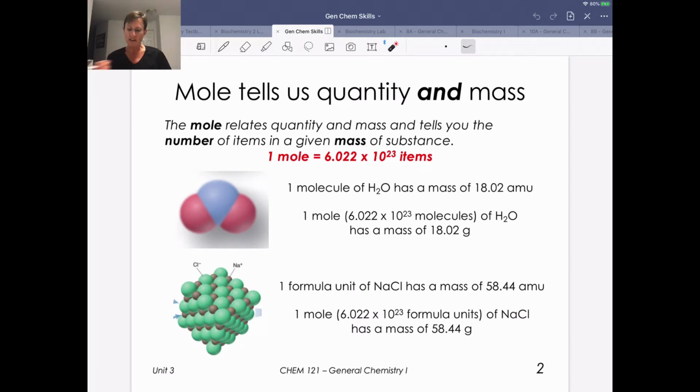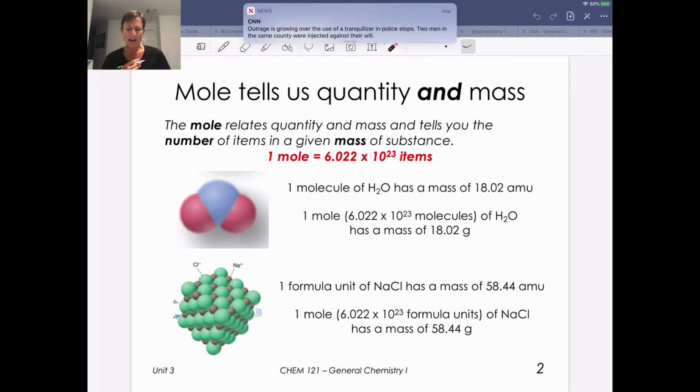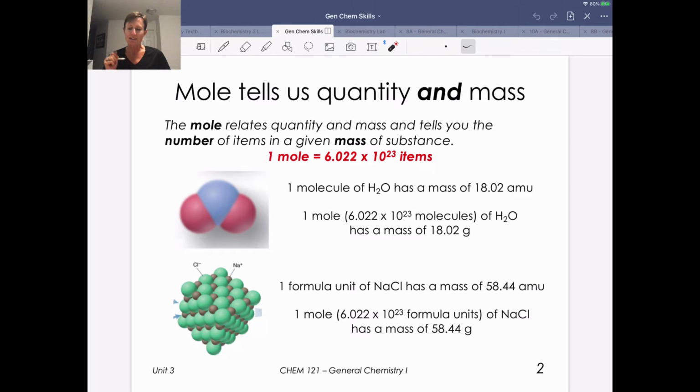So 1 mole of any substance is going to contain what we call Avogadro's number, 6.022 times 10 to the 23rd. That's a number you're going to want to know how to use. You don't need to memorize it. I will provide it for you, but that is Avogadro's number. So 1 mole of a substance contains 6.022 times 10 to the 23rd items.